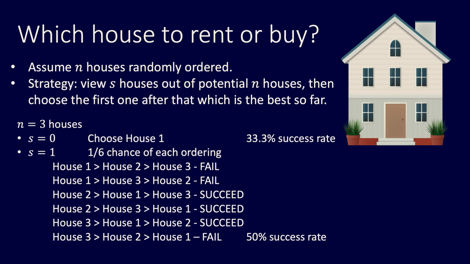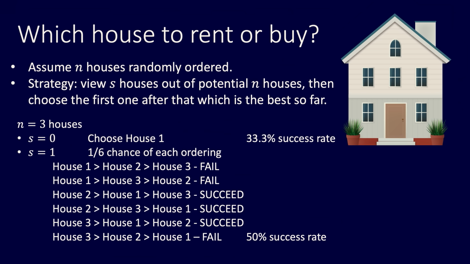Success. House 3. If house 3 is the best, and the ordering is best is 3, worst is 2, then that's good because we see house 1, reject it. House 2 is worse than house 1, we reject it as well. And then we see house 3, and it's the best, so we pick it. Success. But if house 2 is better than house 1, then we would take it, peaking too soon, and we wouldn't even look at house 3. So that would be a failure. Of those 6 possibilities, 3 of them result in success, so it's a 50% success rate.